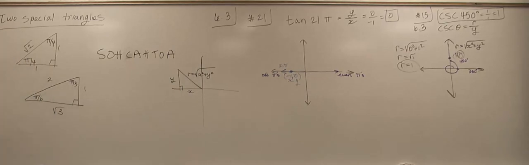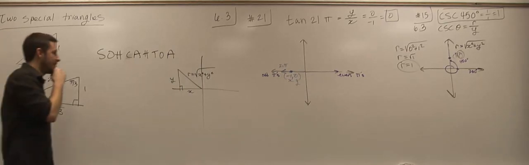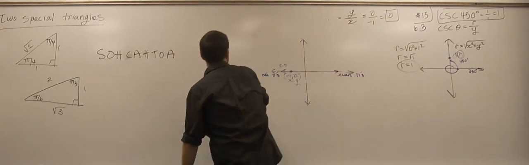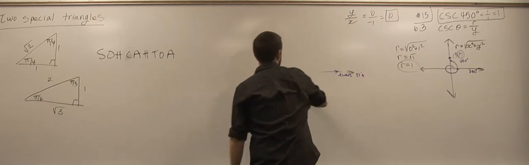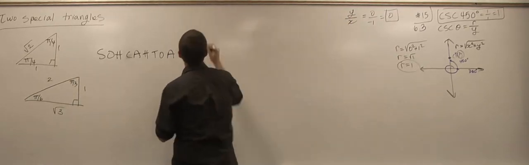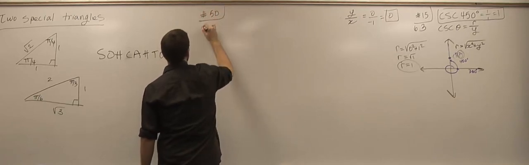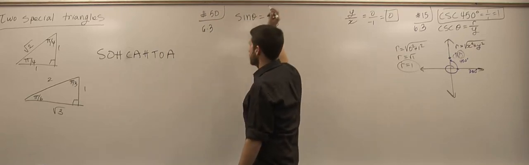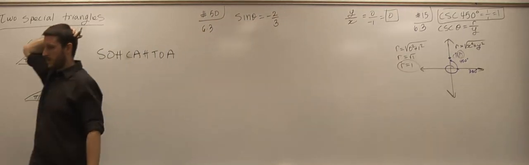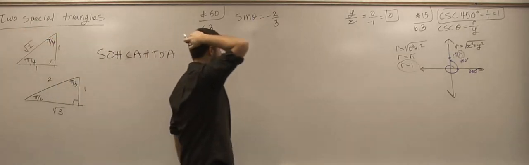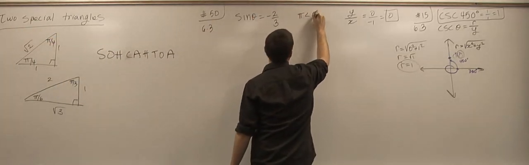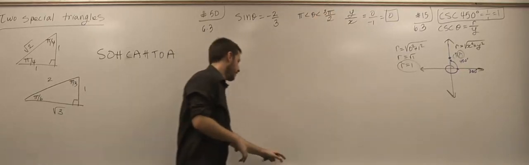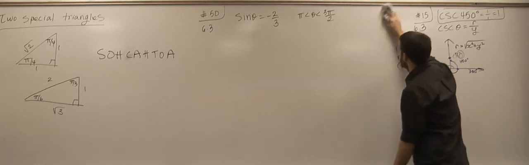Number 50. What's 50 give you? This is 6.3. It gives you sine of theta equals negative 2/3, and some other piece of information: pi is less than theta, which is less than 3 pi over 2. And it wants you to find the values of the 5 other trig functions of theta.